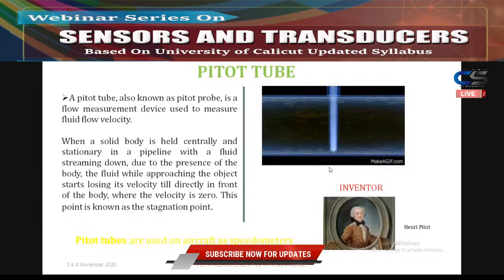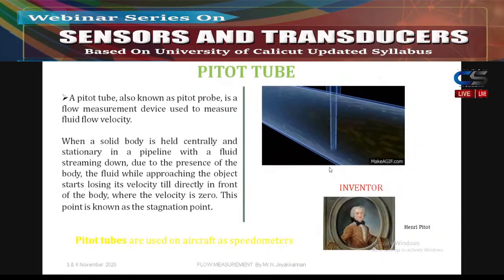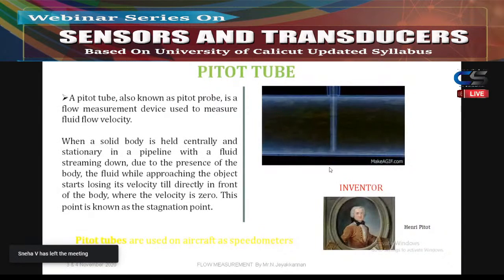Are you able to follow this? Or else I have to go slow. Any feedback can be shared. If you want me to slow down, I will. But the topic is very vast, that's why we are moving very fast. No, sir, it's okay. Okay, fine.